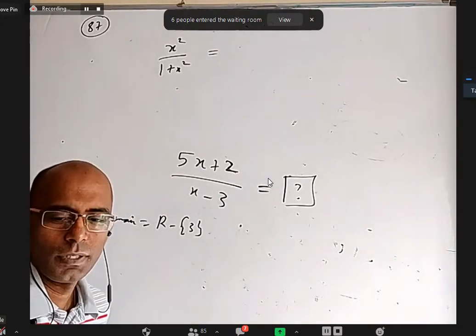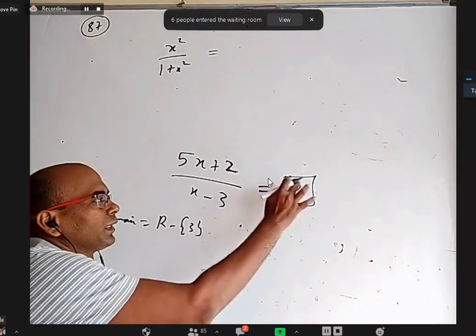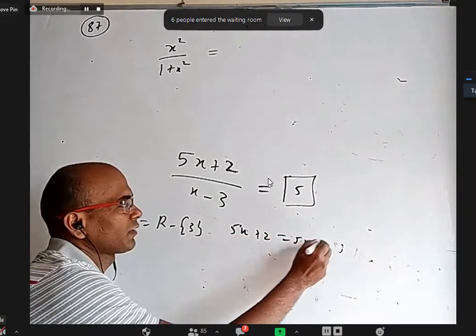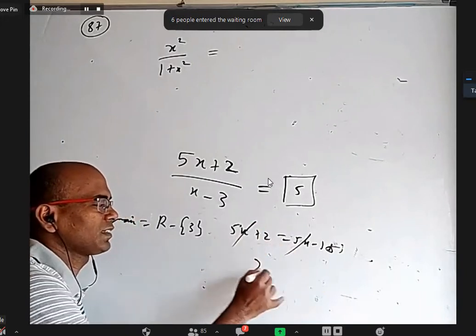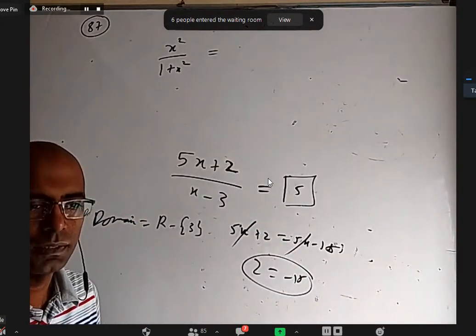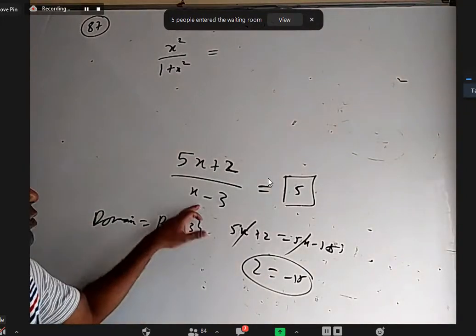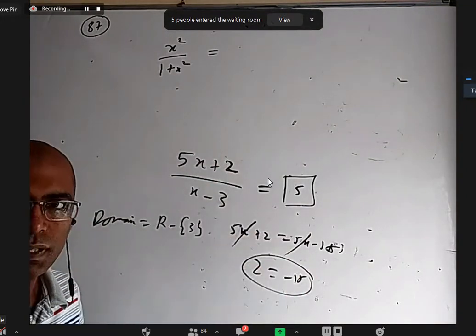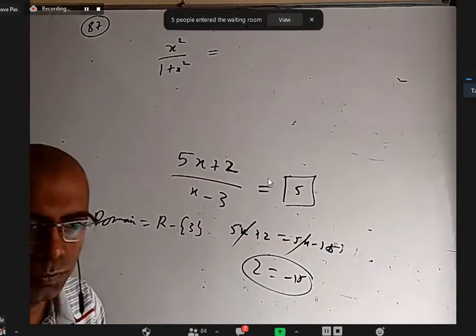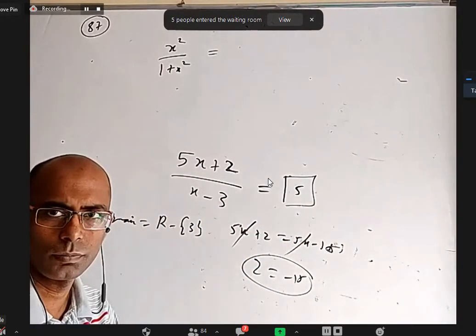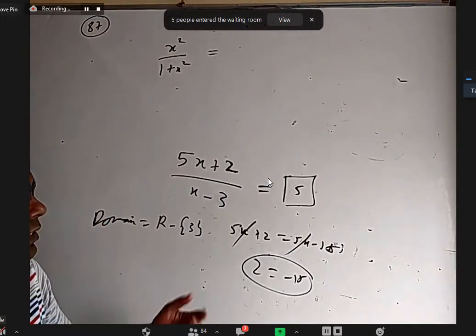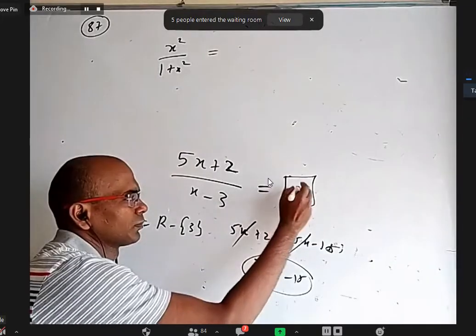5. Yes, very good. If I take y equal to 5, I'll get 5x plus 2 equal to 5x minus 15. 5x will cancel. 2 equal to minus 15 is absurd. So there is no x value. Whatever x you substitute, this can never become 5. Other than 5, everything else is possible. Am I correct or not? Yes, sir. Okay. Because let us take y equal to k.